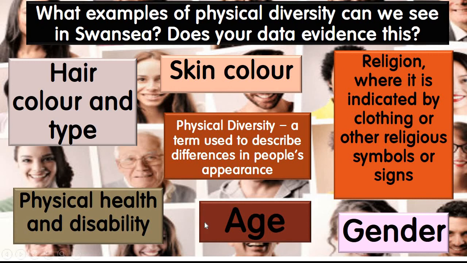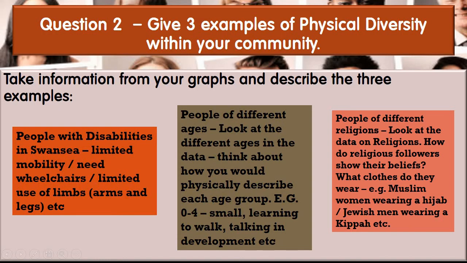So what examples of physical diversity can we see in Swansea? So you can go back to your data and look there to see the different types of people and how would those different people show physical diversity. And it's in all those things that we've just mentioned. So the question is to give 3 examples of physical diversity within your community. So I've given you some suggestions here.